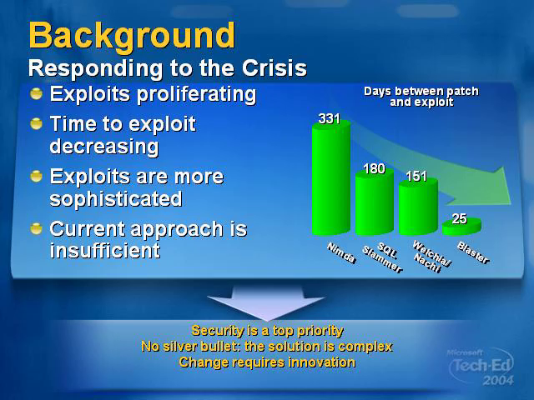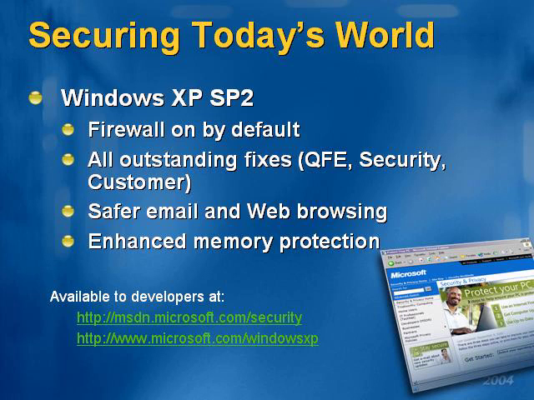So we wanted to look at how we could make the platform more secure, and we realized that we had to take a much more aggressive approach to delivering a secure platform. So with Windows XP Service Pack 2, what we've done is make some fundamental changes, not only in the API set, but in the defaults and how we actually install the product to start with. The firewall in Windows XP Service Pack 2 is on by default.